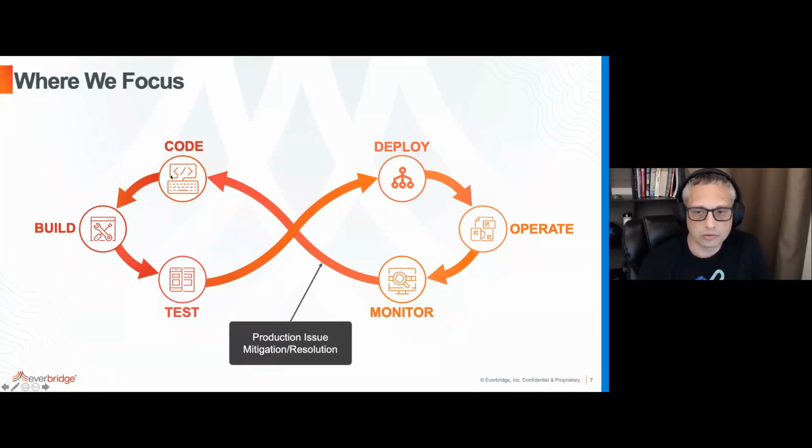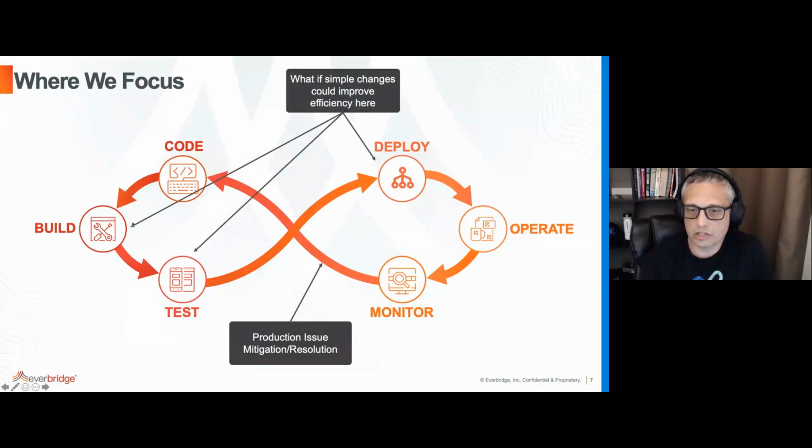We're going to create a fix. It's going to be built, tested. It's going to go through our CI/CD process. So inefficiencies here are going to cause issues with getting these resolutions and fixes into production as well. So if we can make simple changes in these areas to improve our efficiency, it will also impact our production environments as well, right?